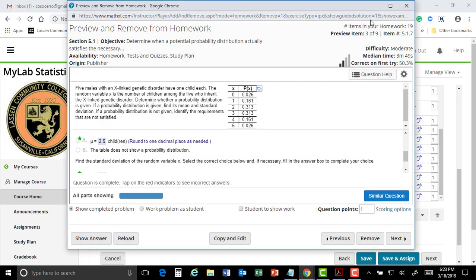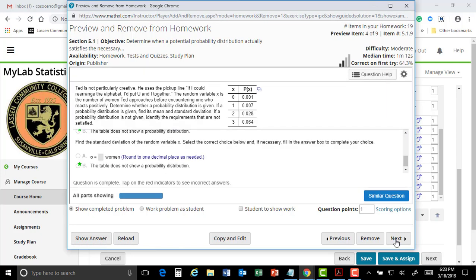Ted is not particularly creative. He uses the pickup line: if I could rearrange the alphabet, I'd put you and I together. That's corny. I don't know if I'd go for that kind of thing. I had my own technique, but that was a little more sophisticated.